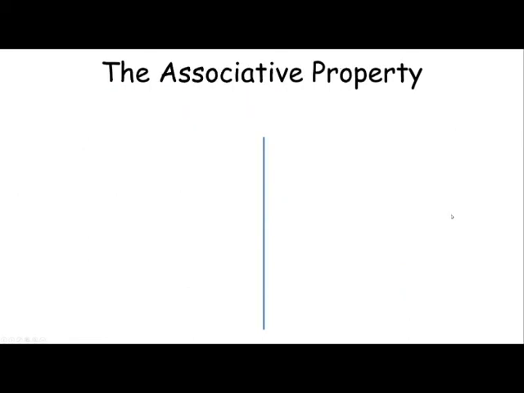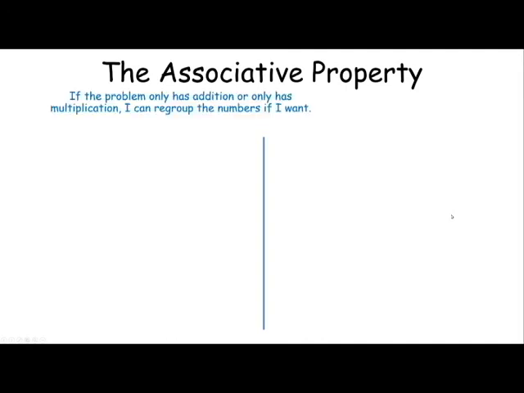The second property we're going to learn is the associative property, which says if a problem has only addition or only has multiplication, I can regroup the numbers any way I want. Or in fancy math writing, it says I don't necessarily have to follow order of operations if the operations are all just addition or all just multiplication. This one happens to be addition. Notice in this, ordinarily you would add A and B together, but I can regroup that and add B and C together without changing the solution.